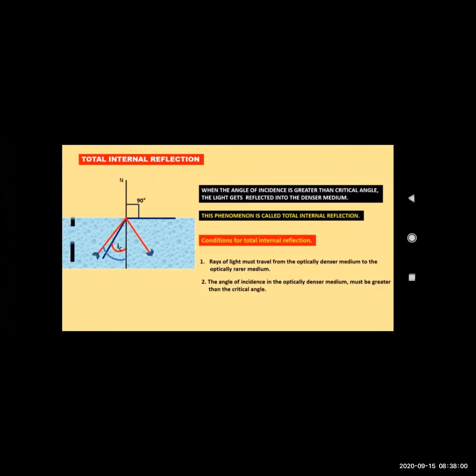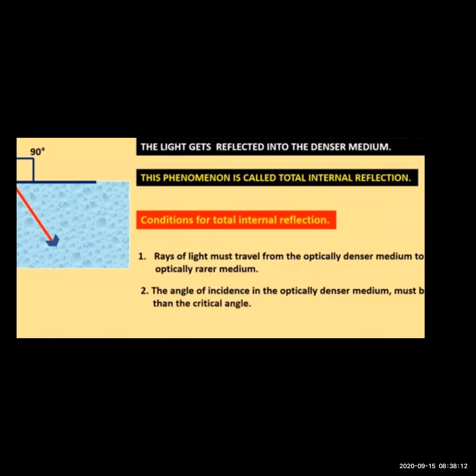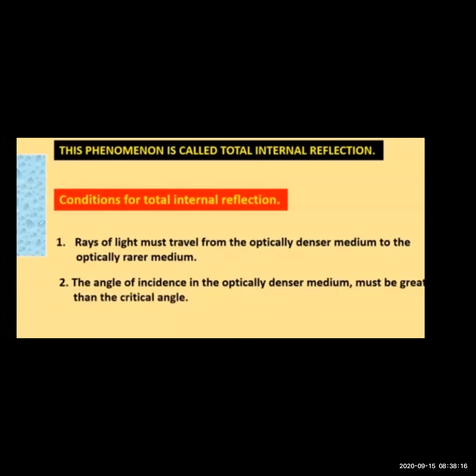Look at here. Next, further changes in the slide. Conditions for total internal reflection. What are the conditions? First condition, rays of light must travel from the optically denser medium, meaning the denser medium, to the optically rarer medium.